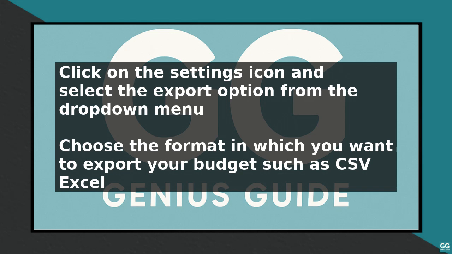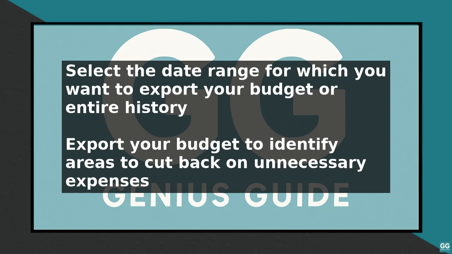Your exported budget will include all of your income and expense categories, along with the corresponding totals and percentages. This information can be used to identify areas where you can cut back on unnecessary expenses and allocate more funds to savings and debt repayment. By regularly exporting and reviewing your budget, you can stay on track with your financial goals and make informed decisions about your money. To get the most out of your exported budget, consider the following best practices.